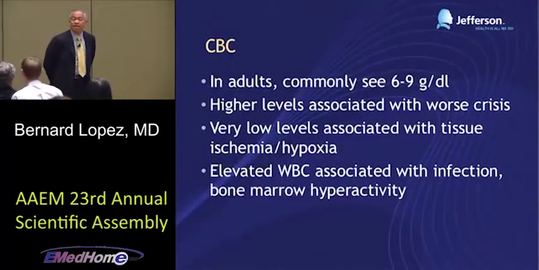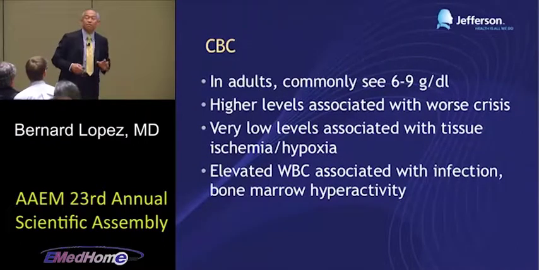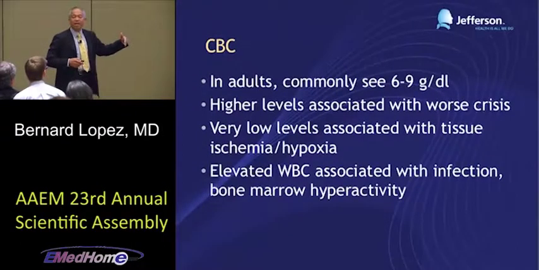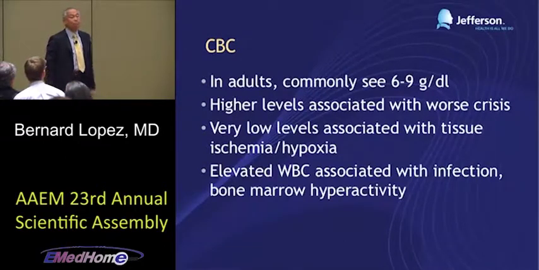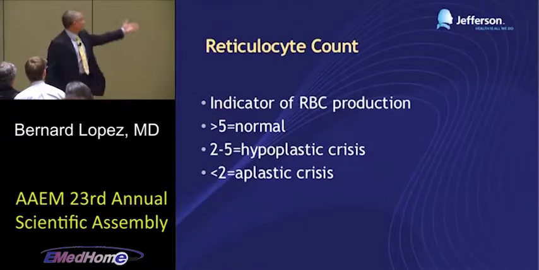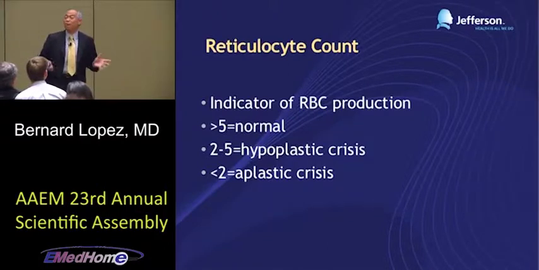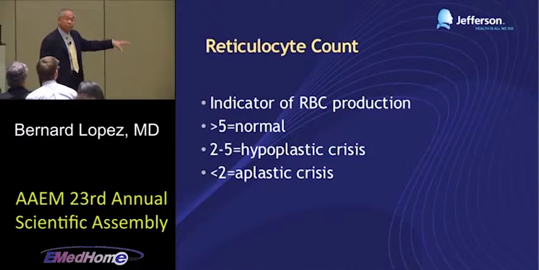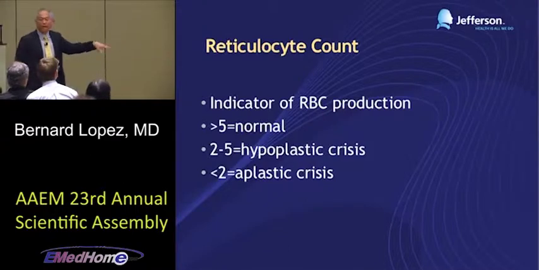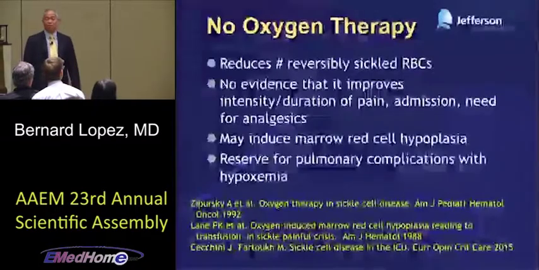6 to 9, that's usually what we see is a hemoglobin level of 6 to 9. If they're lower than that, they're going to have worse tissue hypoxia. This is the reticulocyte count. We normally see them above 5 in a sickle cell patient. So when it's below, you've got to worry that they're not producing enough red blood cells.